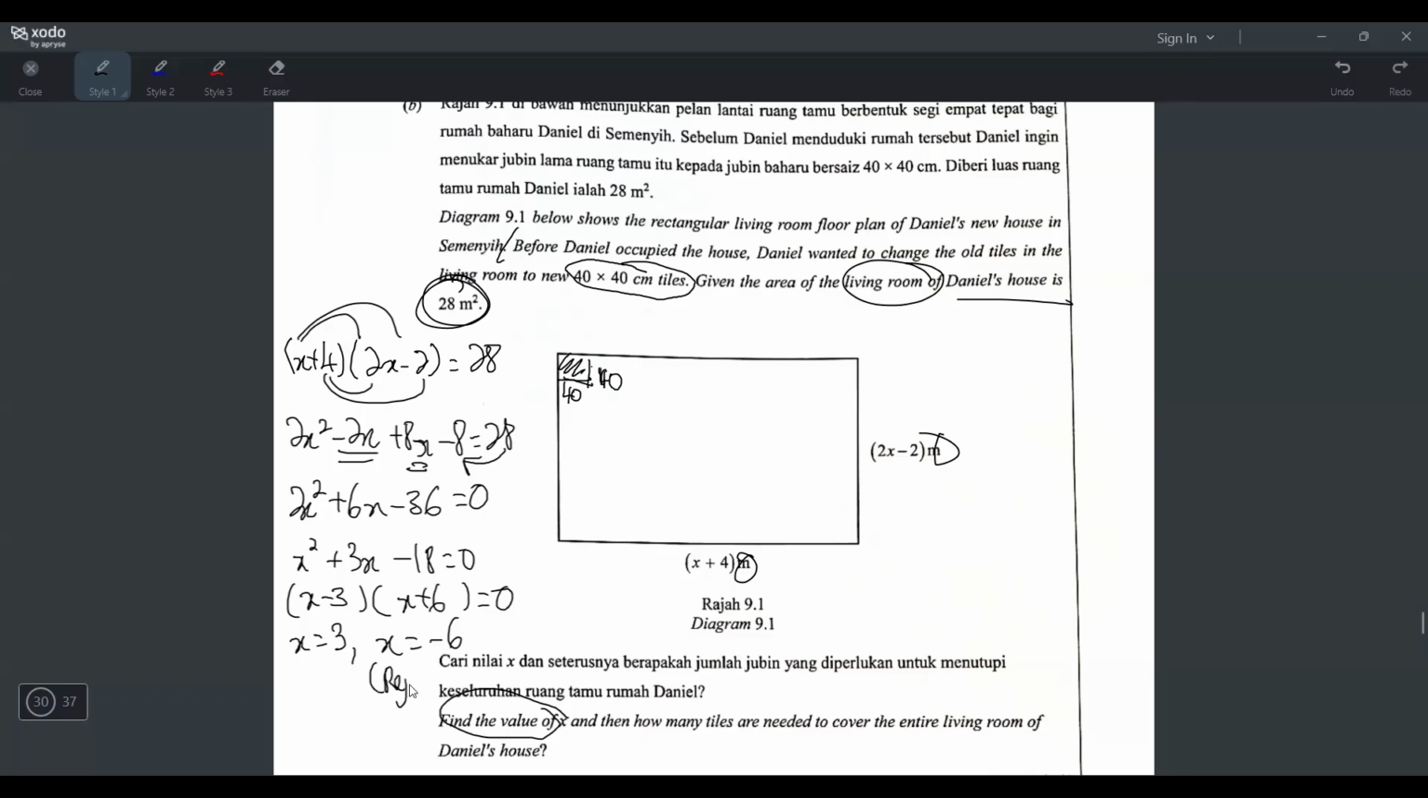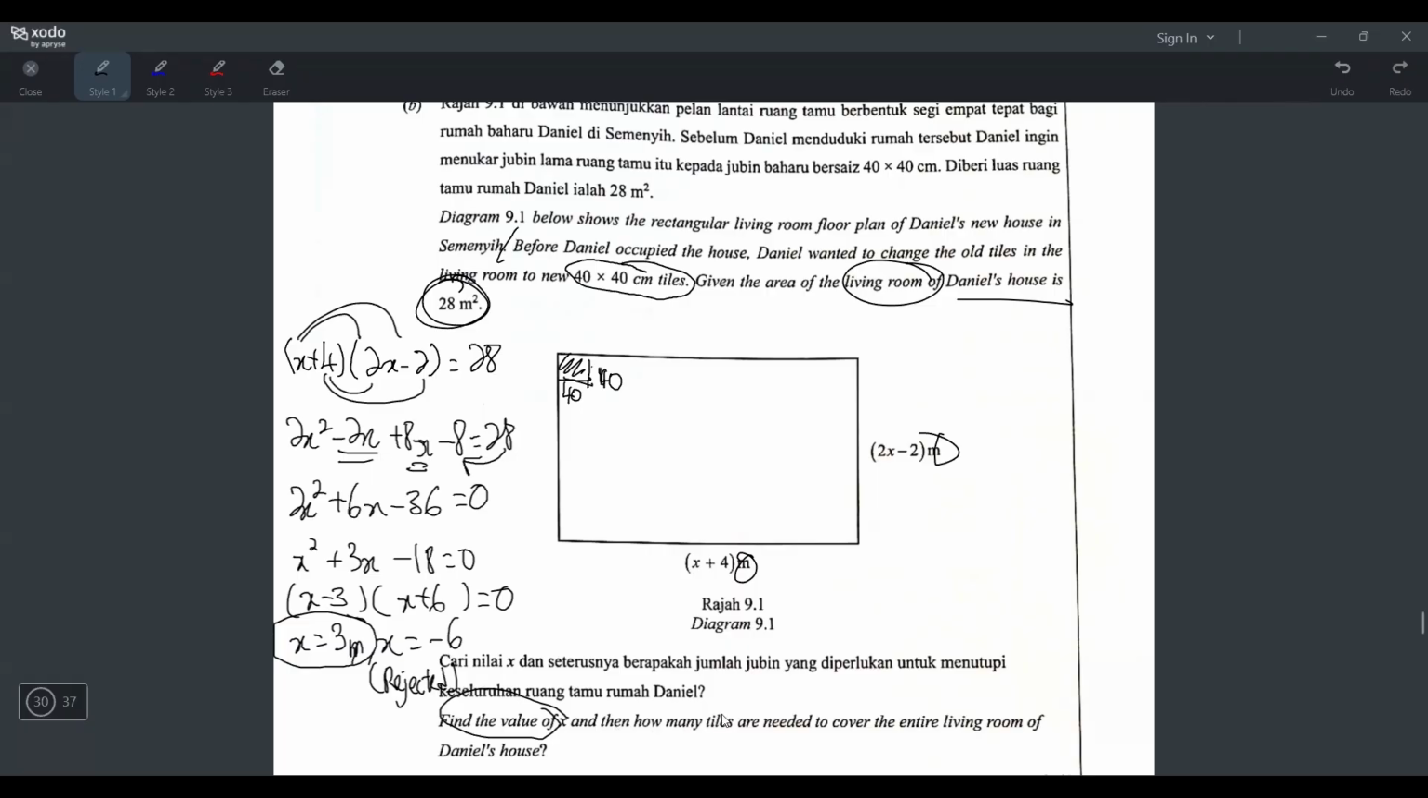But here I'll write rejected. You know why? Because if x is -6, it doesn't make sense. Imagine if x is -6, then the length here would be -6 plus 4, which is -2. So it doesn't follow logic, right? How can the length of the living room be -2 meters? Length cannot be negative. So definitely x is 3 meters. I will even write the meter here. So this is the answer that we take.